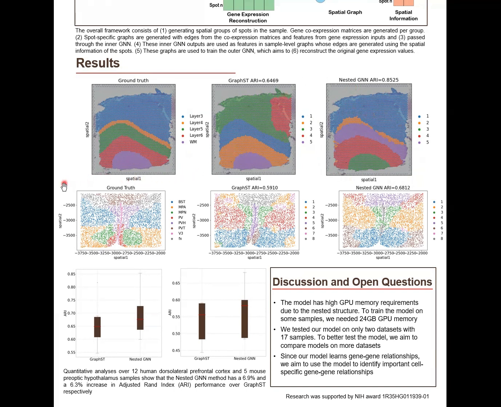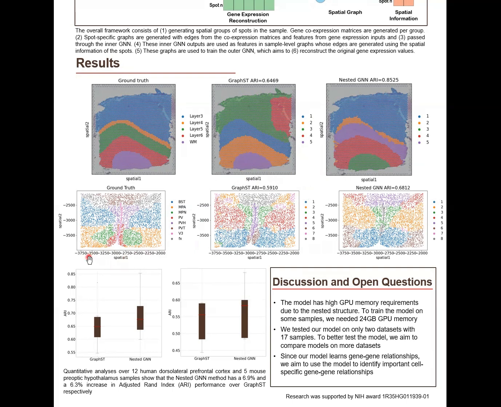In the second data set, as you can see in these three images, again with the ground truth, the GraphST output, and the nested GNN output, we can see that the nested GNN is able to closely identify most of the clusters, and it's symmetric. Whereas in GraphST, you can see that some of the clusters are kind of all over the place and are disjointed. And therefore, we get a visual representation of how well our model performs on these data as compared to the state of the art.